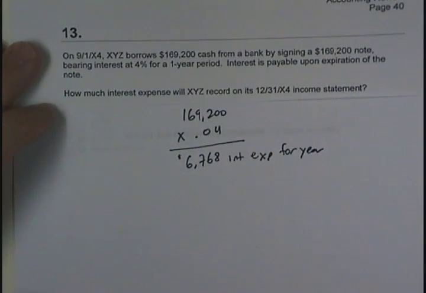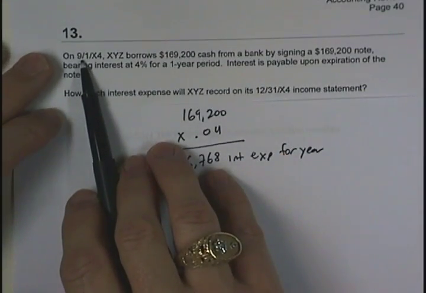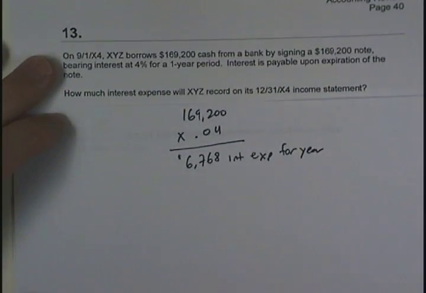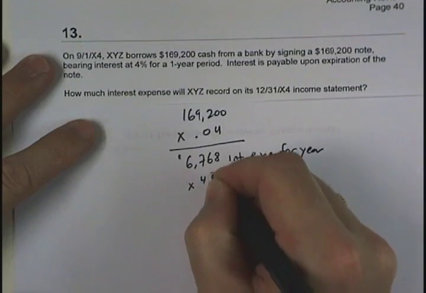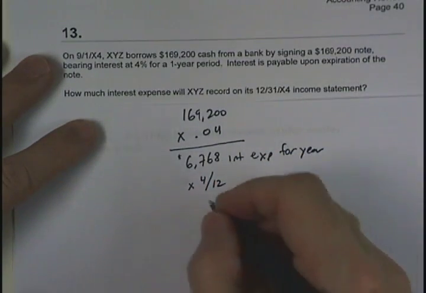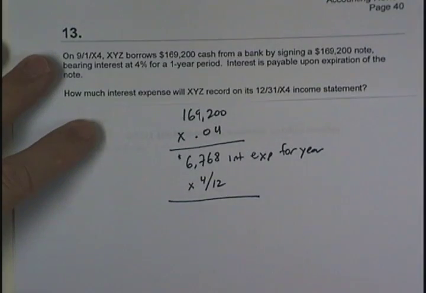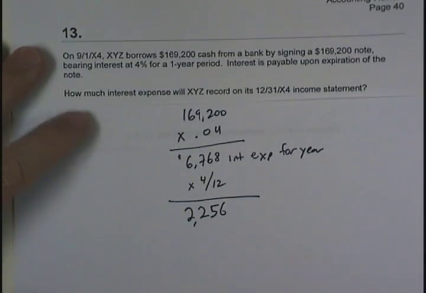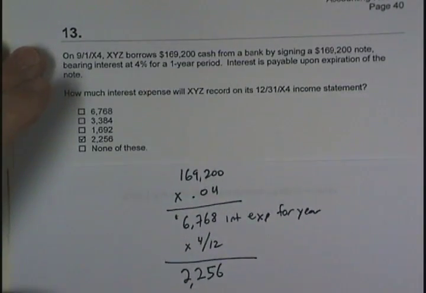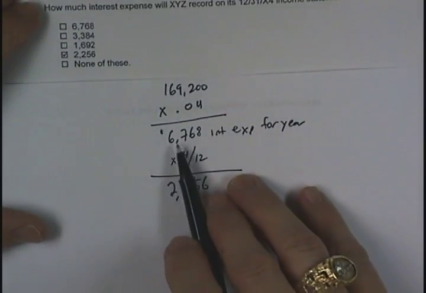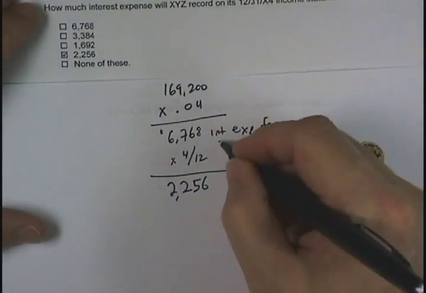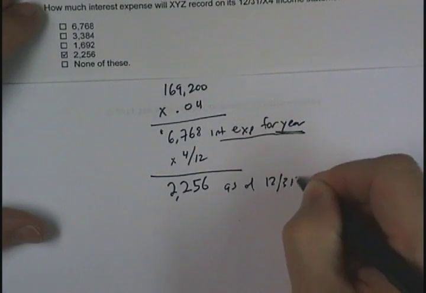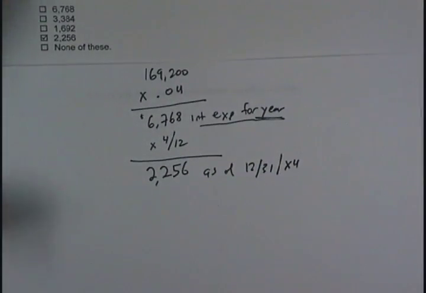But we're supposed to record this at the end of December. So the note was issued on September the 1st. It has accrued 4 months interest as of the end of December. So I will only need to record 4/12 or 1/3 of that interest expense for this year in which the note was issued. So the interest expense will be $2,256. 1/3 or 4/12 of the $6,768 annual interest expense for the year will be recorded as of 12/31 in year 4, the year in which the note was issued.